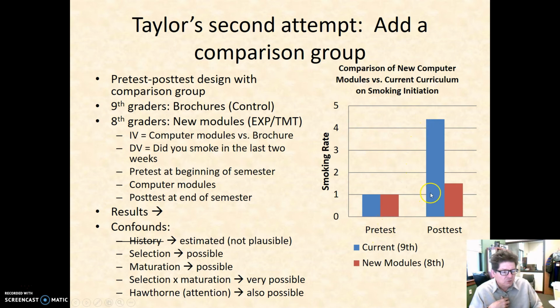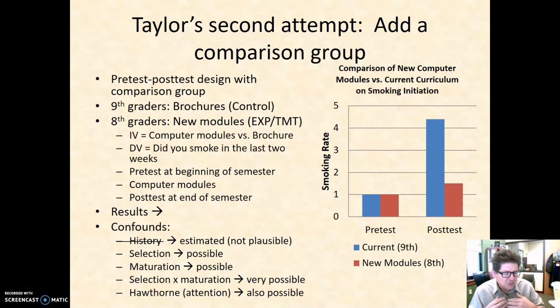Those who got the new modules, as you may expect if they're good at anything, showed a slower rate of increase in trying out smoking. Right? So this pattern of results is very promising in terms of thinking about those new modules. Right? Ooh, they look effective.